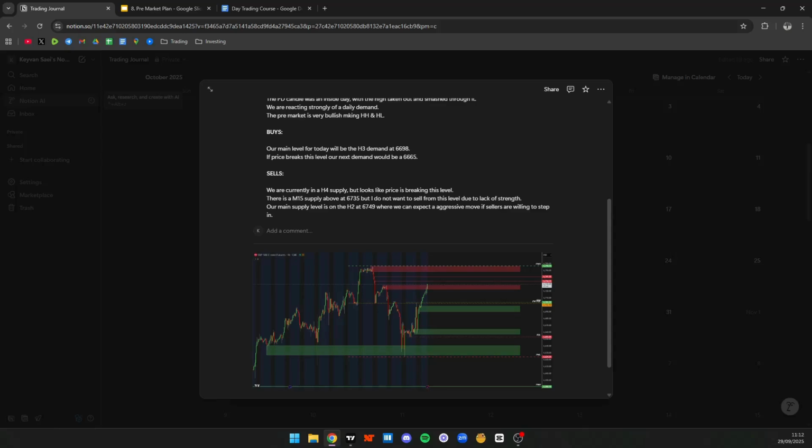Now our main supply is the H2 supply at the 6749, which is the bottom of the zone, where we can expect an aggressive move if sellers are willing to step in.